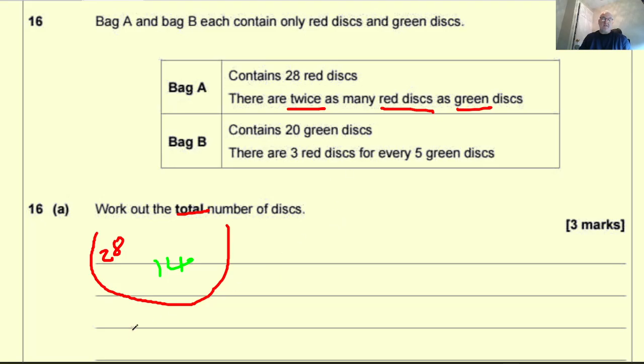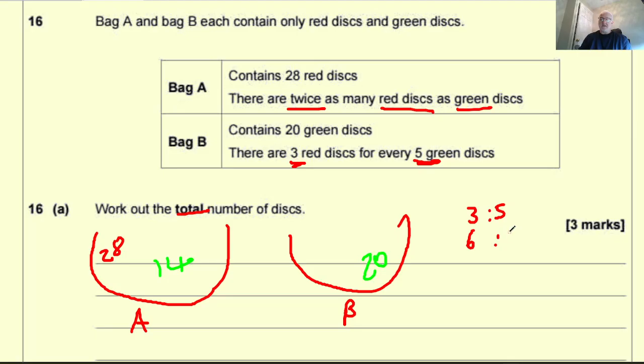The next bag, so that's bag A. This is bag B. There are 20 green discs. So I'm starting with green this time. And then there are 3 red discs for every 5 green discs. So 3 to 5, 6 to 10, 9 to 15. So all I'm doing is adding 3 each time and adding 5 each time. So I'd end up with 12 to 20. Well, I've got 20 green, so the red discs, there must be 12.